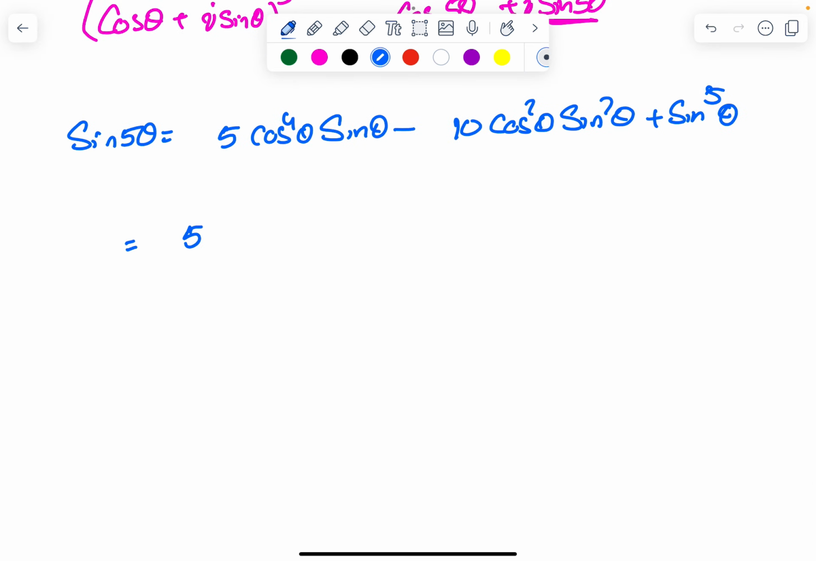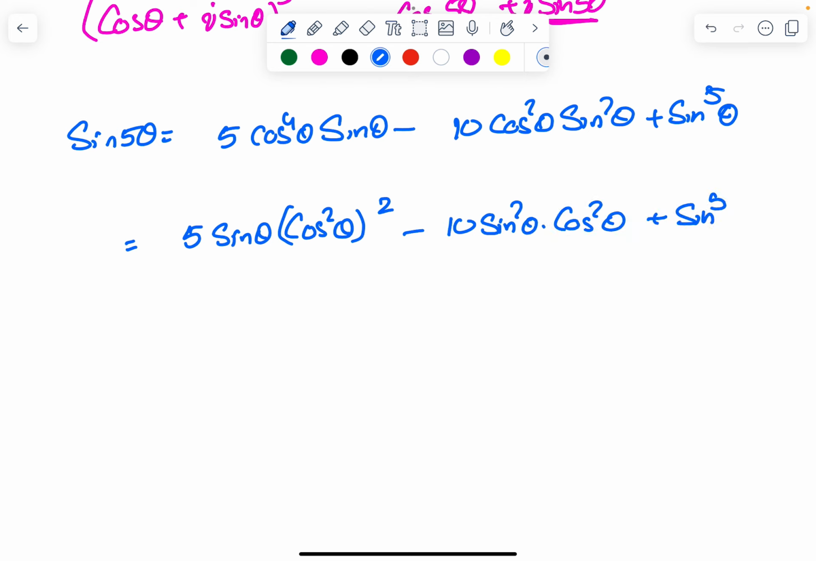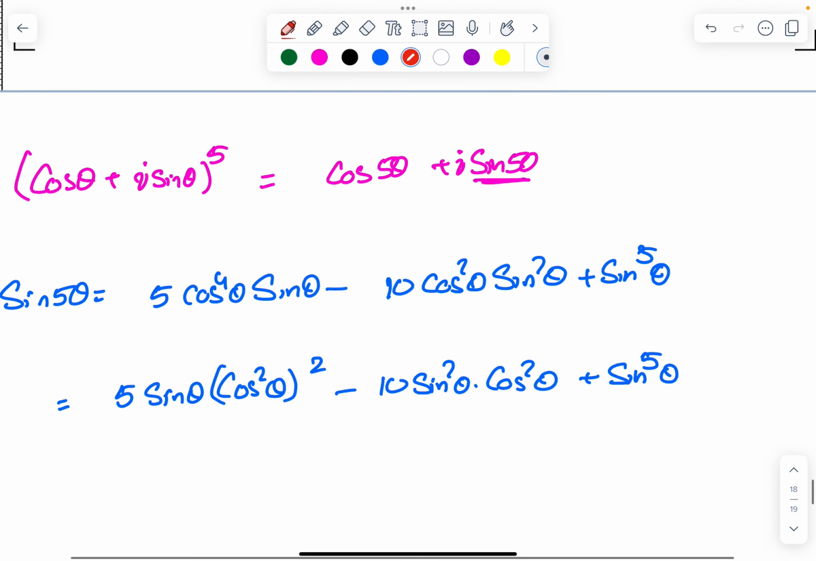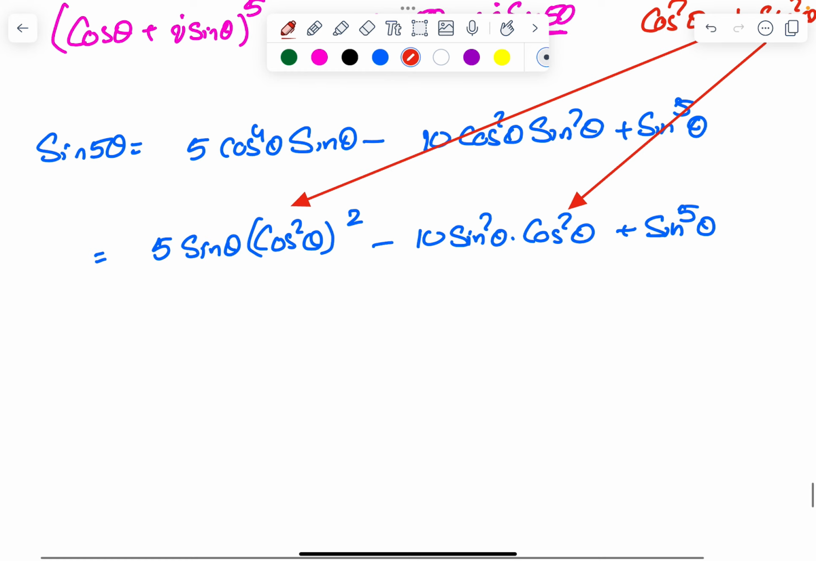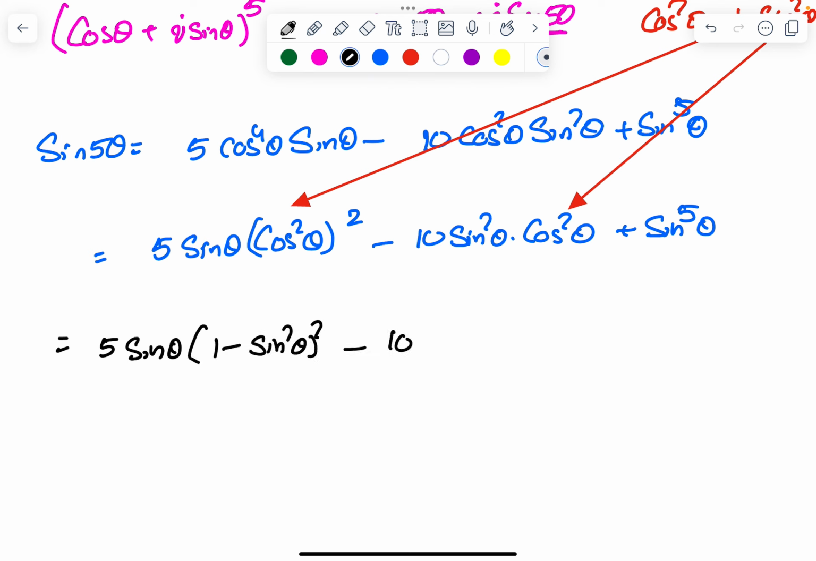So now 5 sine theta times (cos square theta) whole square minus 10 sine cube theta times cos square theta plus sine to the power of 5 theta. The reason I have done it is cos square theta can be written as 1 minus sine square theta, so that can be written over here. Cos square theta is 1 minus sine square theta. So what does that become now? 5 times sine theta (1 minus sine square theta) whole square, minus 10 sine cube theta (1 minus sine square theta), plus sine to the power of 5 theta.